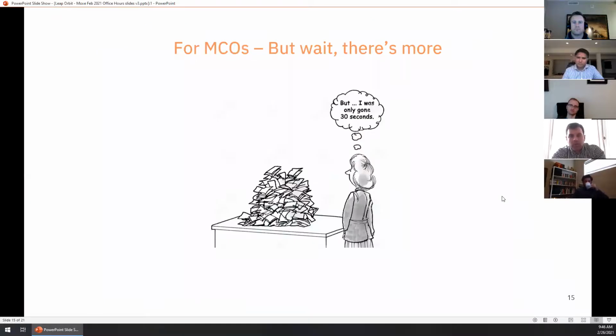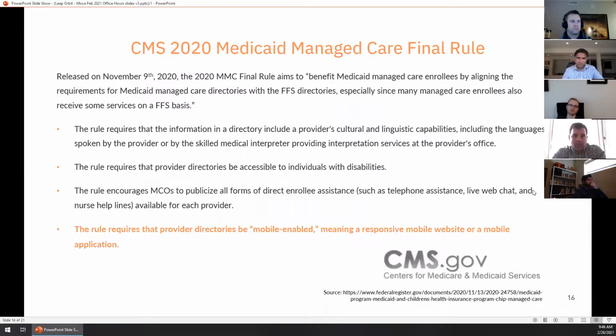There is one other rule that's important for Medicaid and CHIP plans that's interlocking and ties together with the interoperability rule. So for folks that are part of that part of the market, I assume this is on your radar. Next slide. It's the 2020 MMC final rule, which creates some new obligations for plans to make a mobile-enabled provider search function available online. And then there are a bunch of additional attributes of each provider that have to be available beyond what's just in the interoperability rule.